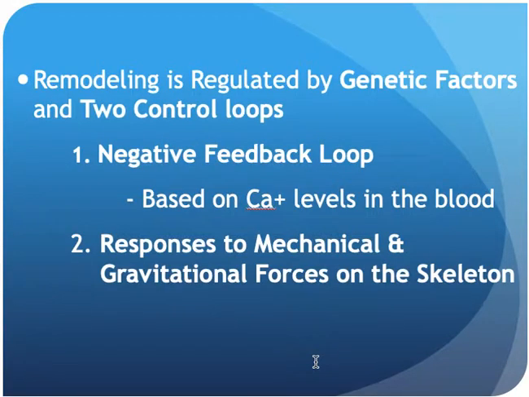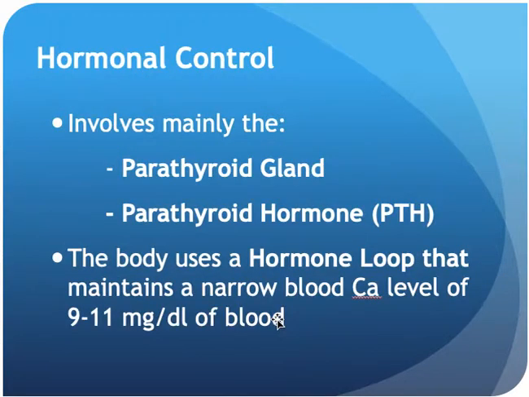Remodeling is regulated by genetic factors, and again, we're going to use two control loops, okay? So we talked about negative feedback loops a lot. For your bones, we're using a negative feedback loop, monitoring the calcium levels in our blood. And then we also talked about how we're going to remodel our bones based on the forces that they absorb, or they're going to have this ability to respond to the mechanical and gravitational forces that are put on the skeleton. So let's look at the negative feedback loop here first.